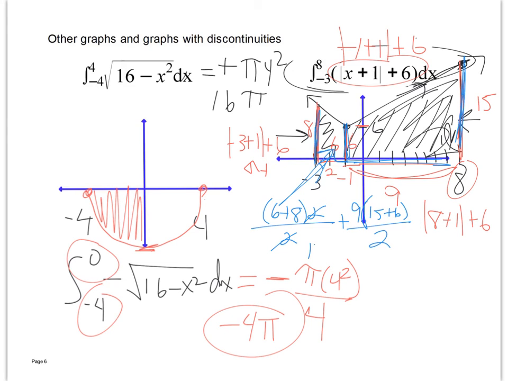So when we compute that, that was 14, remember. And this one, I got 94.5. Maybe you did too. So in total, my total area is 108.5. And remember, if anything went below the axis, we'd have to do something special with that.